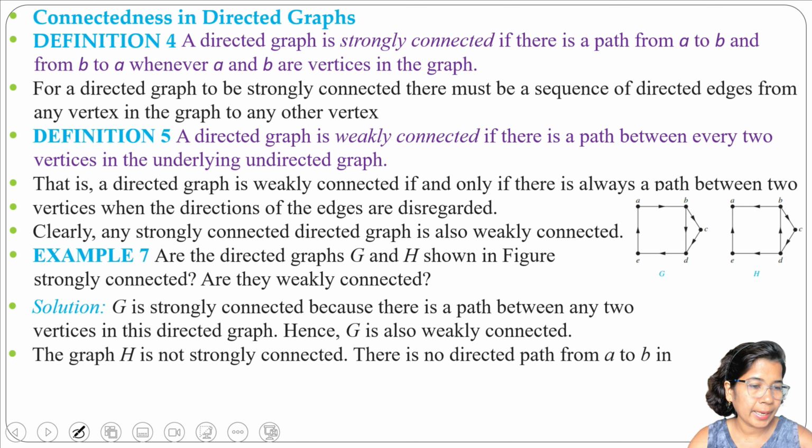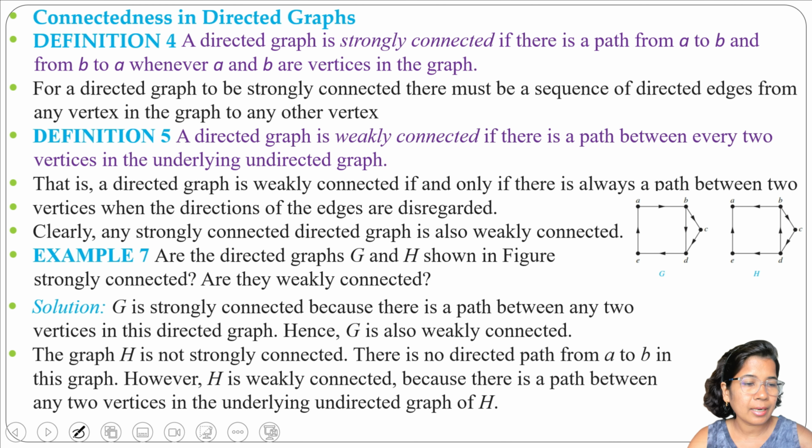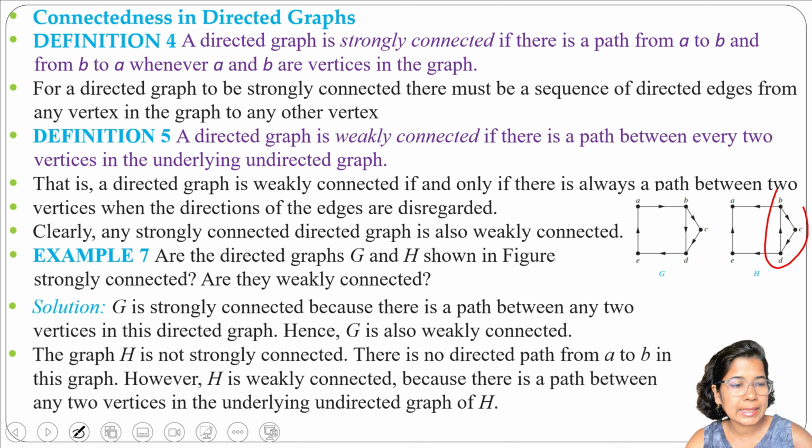Now check the second graph. A to B, there is no path. B to A there is a path, but A to B, no path. Even A to E, there is no path. Hence, this is not strongly connected as there are no directed paths between every pair of vertices. It's weakly connected. If we remove the direction, then there is a path between every pair of vertices. But in graph H, B, C, D form a strongly connected component. This is a component where there is a path between every pair of vertices. H is not strongly connected, but this component B, C, D is a strongly connected component of graph H.